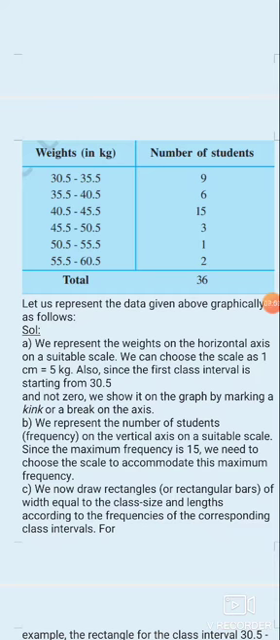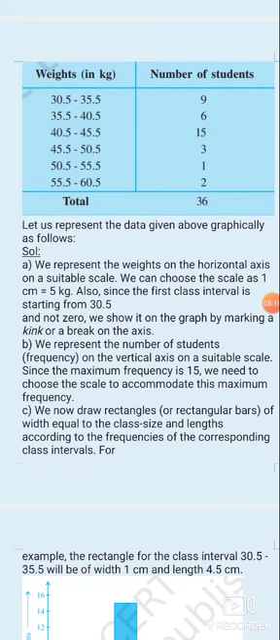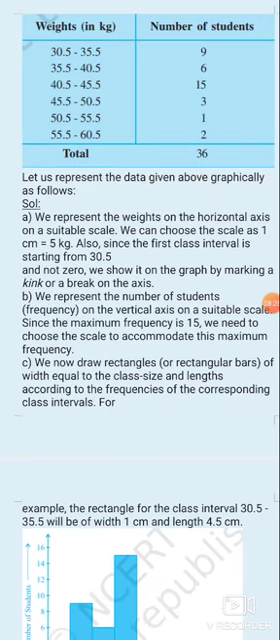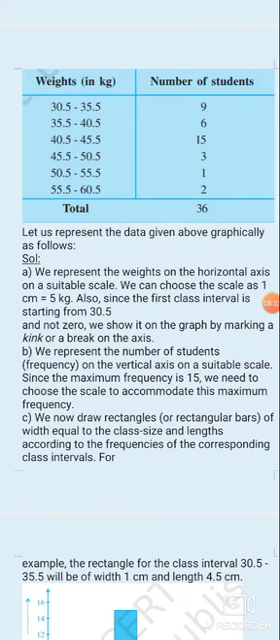Now the third point is we now draw rectangles. The rectangular bars have width equal to the class size and lengths according to the frequencies for the corresponding class intervals. For example, the rectangle of the class interval 30.5 to 35.5 will have width 1 centimeter. So equal width, we need to take 1 centimeter, and the length 4.5 centimeter. Listen carefully, the frequency for 30.5 to 35.5 is what is the frequency?